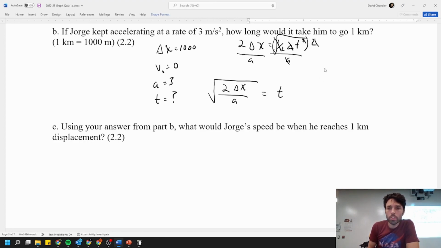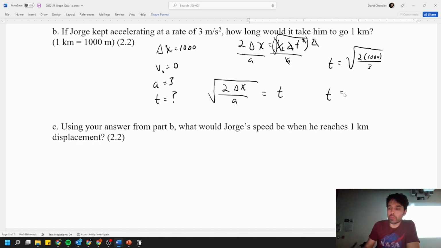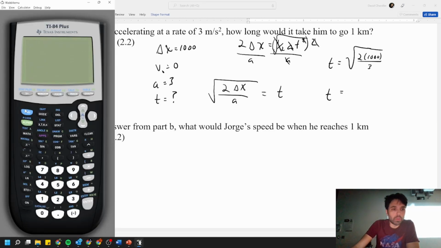Now I'm going to plug in my numbers. So t will equal the square root of 2 times 1,000, because that was delta x. My lights just went off. Spookiness. Over a, which was 3. And I get my answer. So I will put my calculator up. And we're going to do the square root of 2,000, it's 2 times 1,000, right? Over 3. And it gives you some lovely fraction.